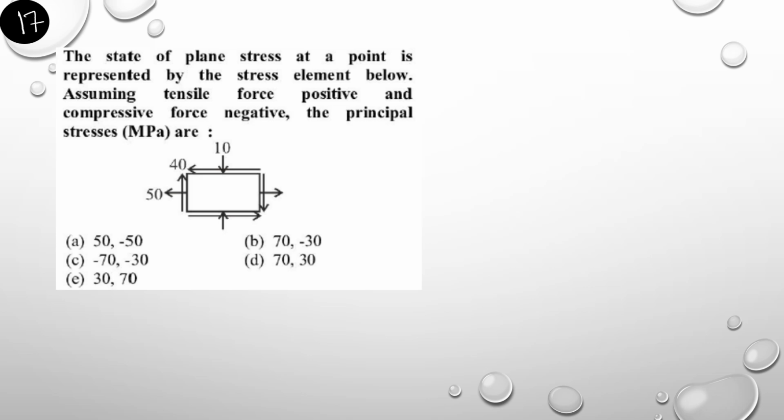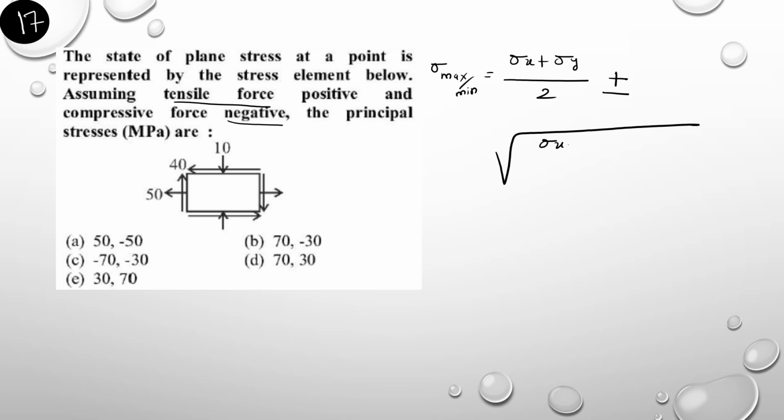The state of plane stress at a point is represented by the stress element below, assuming a tensile force positive and compressive force negative. The principal stresses are, first of all, the formula for principal stresses: sigma max or minimum equals (sigma x plus sigma y) divided by 2 plus minus square root of ((sigma x minus sigma y) divided by 2) whole square plus tau xy whole square.